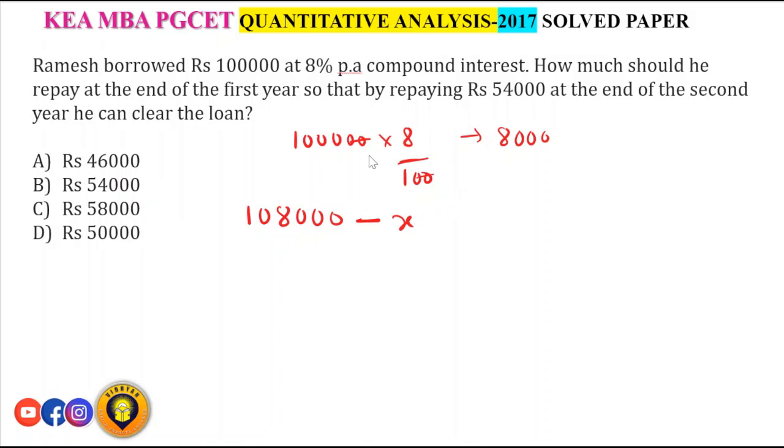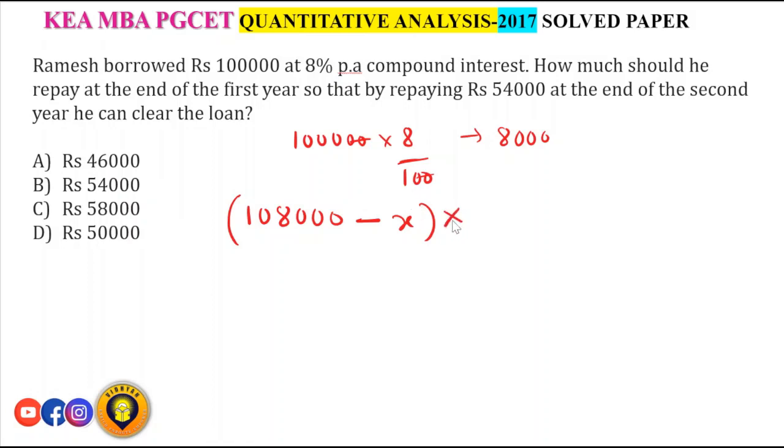See, first year, his total amount became 1 lakh 8,000. From this, he is repaying some amount, we don't know, so we have taken it as X. Now what is the amount left here? Amount left is 1,08,000 minus X. This amount is calculated at 8% per annum for the next year.